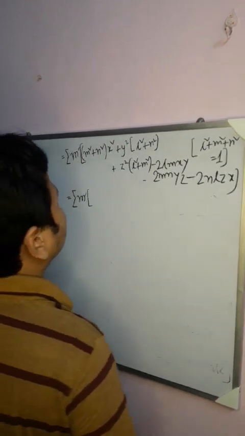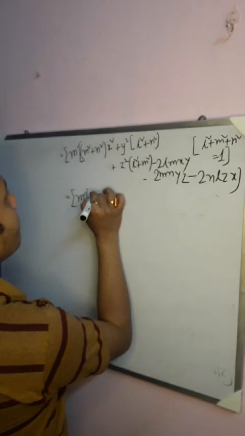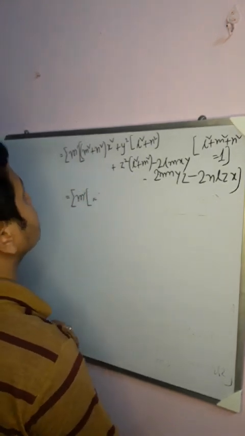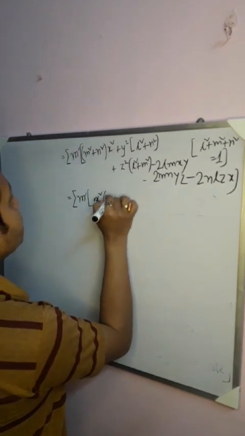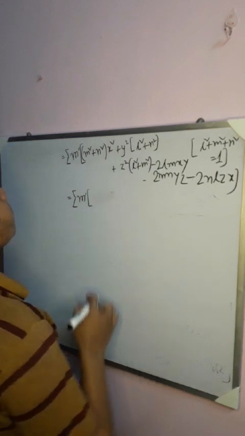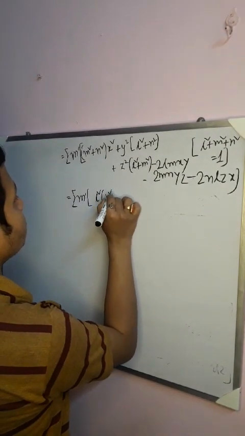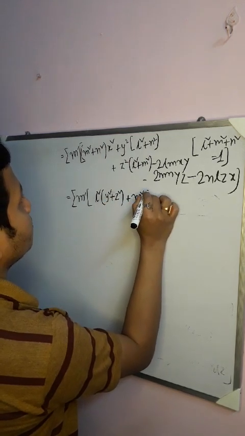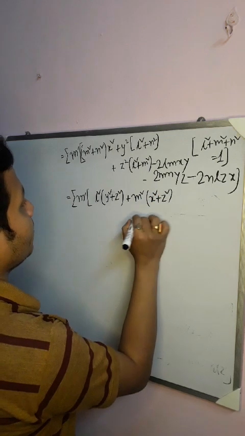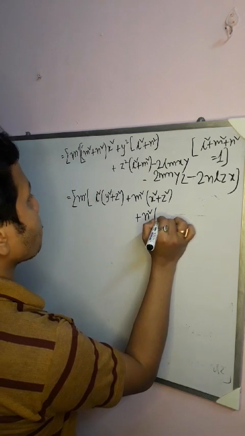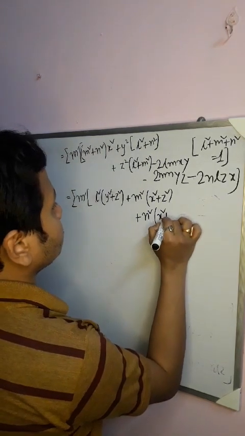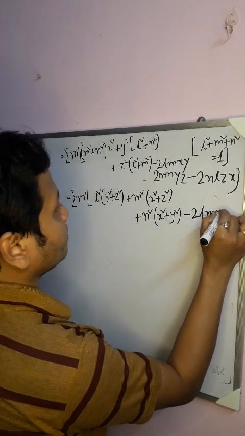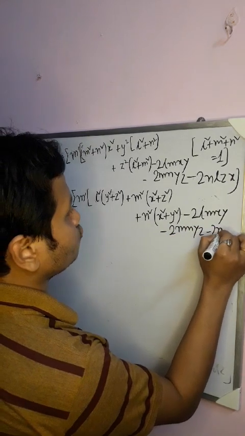Fine. Now we have to do a little simplification, that is m dash. If we take L square common, this is y square plus z square, and if we take M square common, this is simply x square plus z square, and if we take N square common, this is simply x square plus y square, minus 2LMxy minus 2MNyz minus 2NLzx.